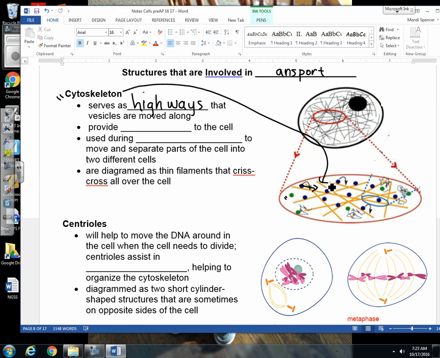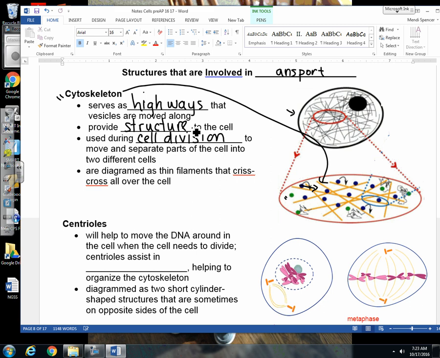They also provide structure to the cell. Think of the cytoskeleton as like beams that are holding the ceiling up in a room. So it provides some structure to the cell. You're less likely to apply pressure and be able to break the cell because of the cytoskeleton. It's also used during cell division.